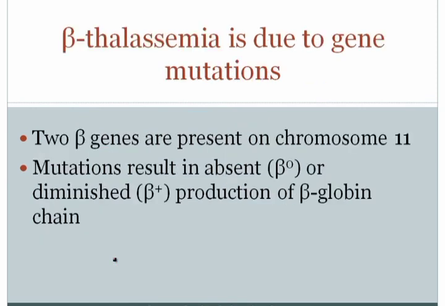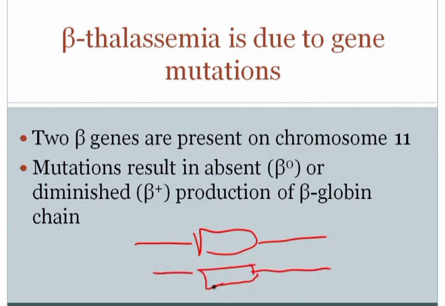All right, so that's alpha thalassemia. And now we go to beta thalassemia. What's important to know about beta thalassemia, first of all, is that there are 2 beta genes. One is on chromosome 11 and the other is on the second copy of the chromosome. Perhaps particularly important for this discussion and high yield is that beta thalassemia is due to gene mutations, not deletions. Remember, alpha thalassemia, gene deletions. Beta thalassemia, gene mutations.